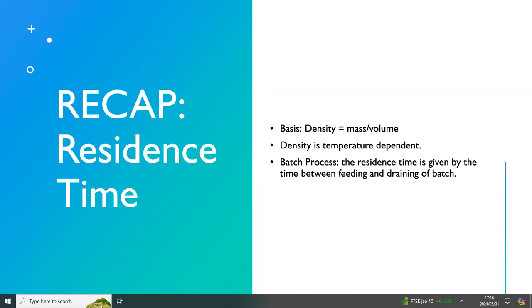So how do you then measure the residence time for a batch process? The residence time is given by the time between feeding and draining of a batch. So it means simply the time from when you start to feed in your reactants to the point when you're draining your products. For example, let's say it's a reactor.